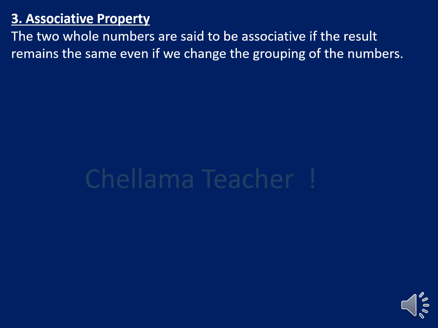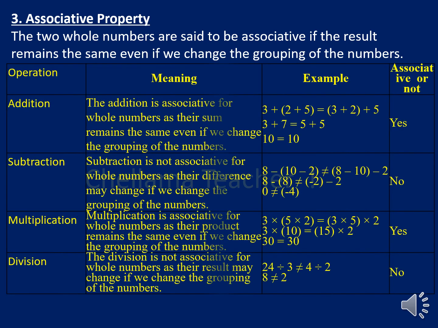The third property is associative property. Whole numbers are said to be associative if the result remains the same even if we change the grouping of the numbers. Let's take the addition operation. The addition is associative for whole numbers as their sum remains the same even if we change the grouping of the numbers. Let us take one example.